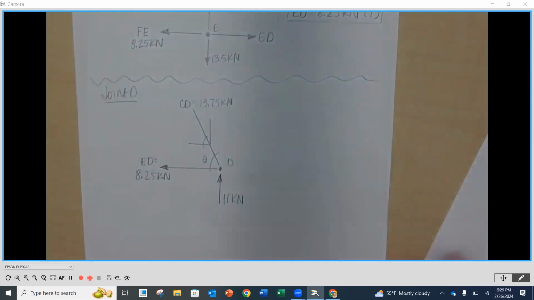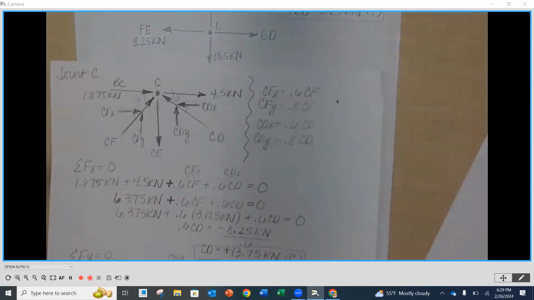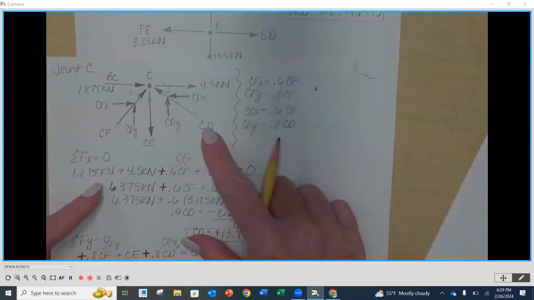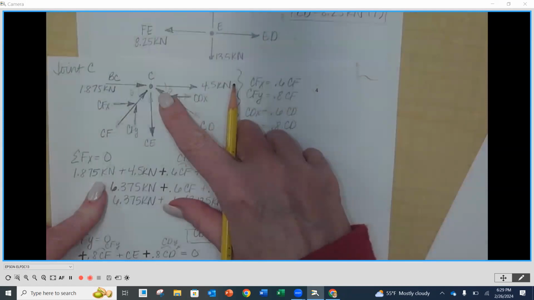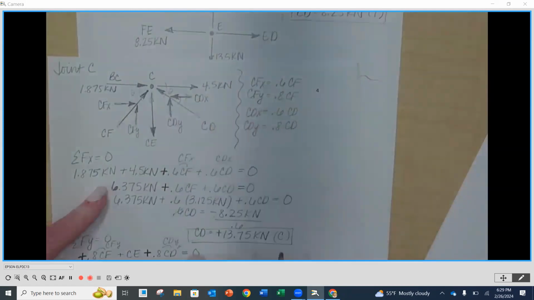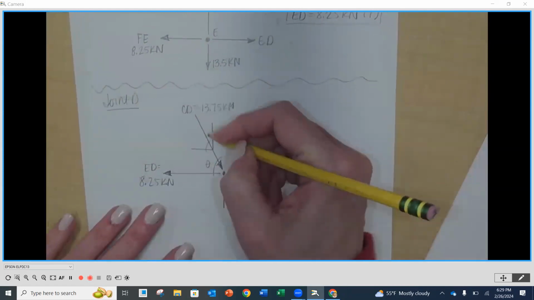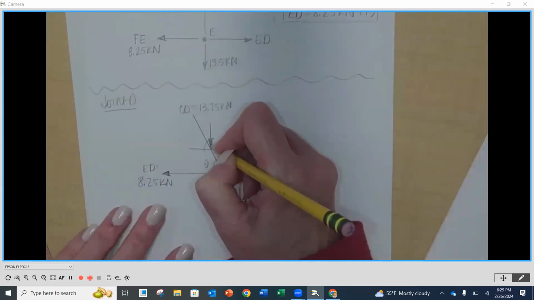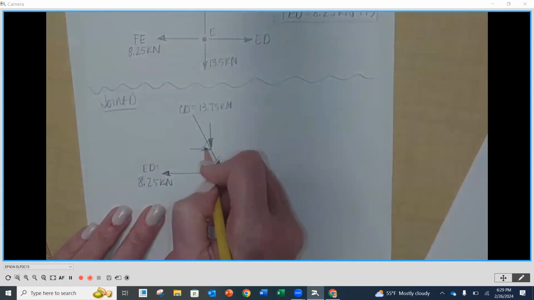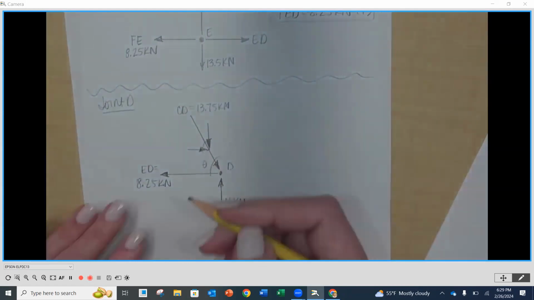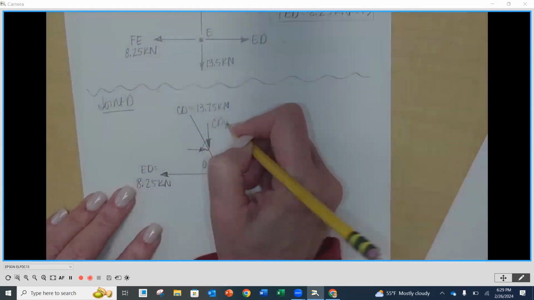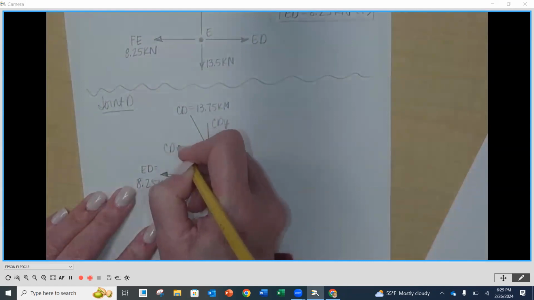CD, we have to go back to joint C. CD was in compression, pushing on C, so it has to be in compression on D. So it's going to be going down and to the right. So that means that our Y component is going to go down and our X component is going to go to the right. Okay, so CDY and CDX.